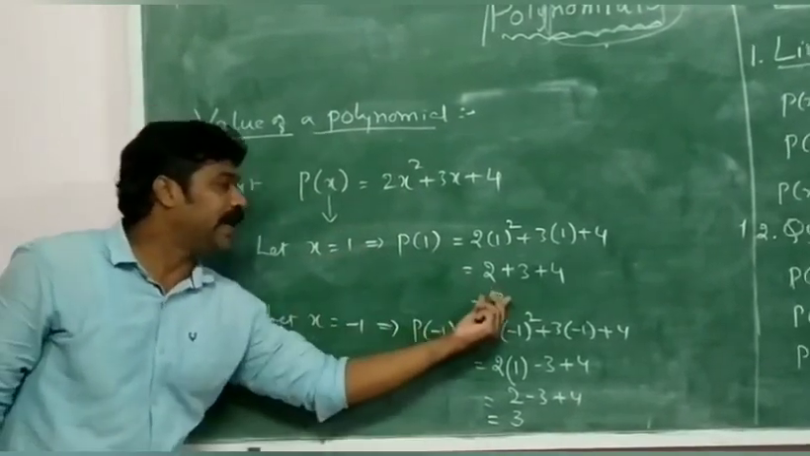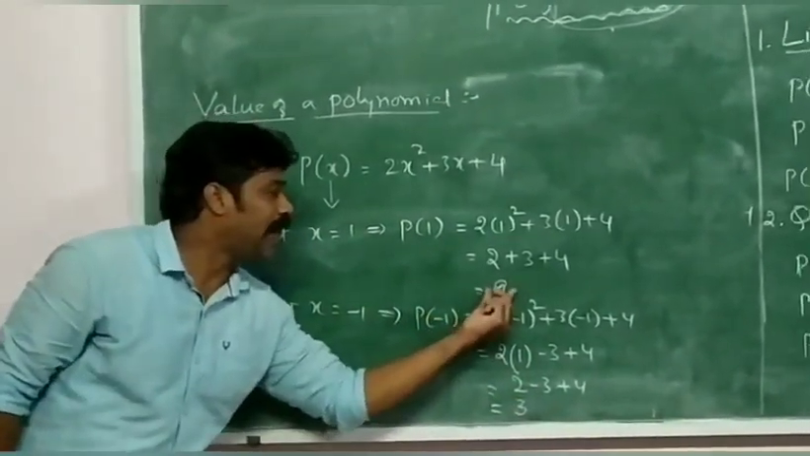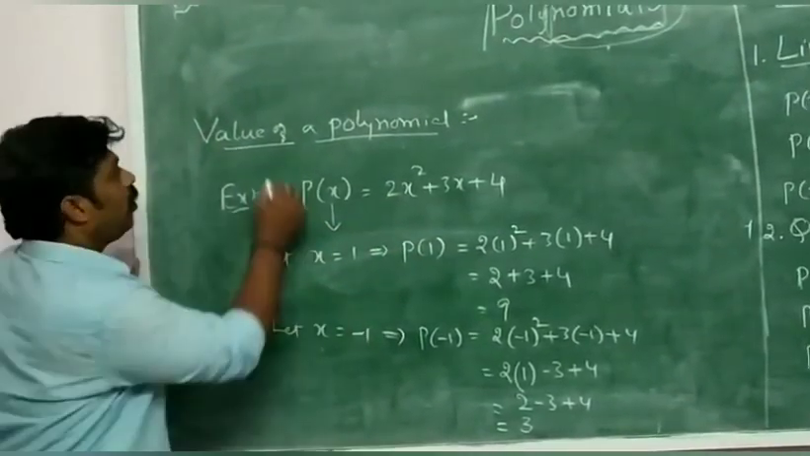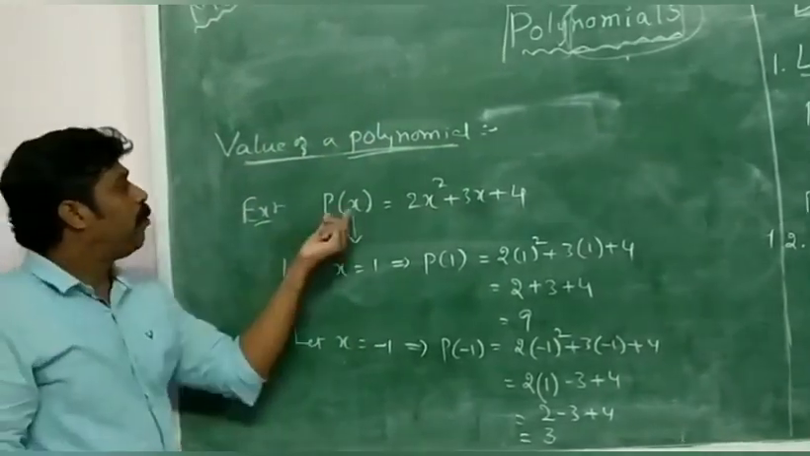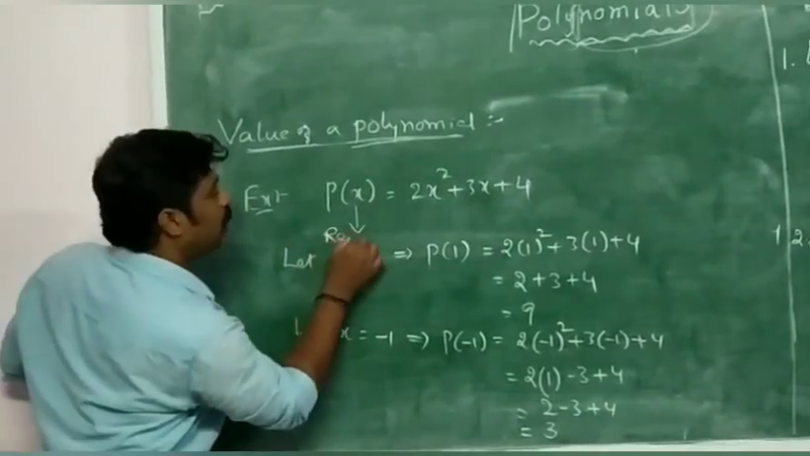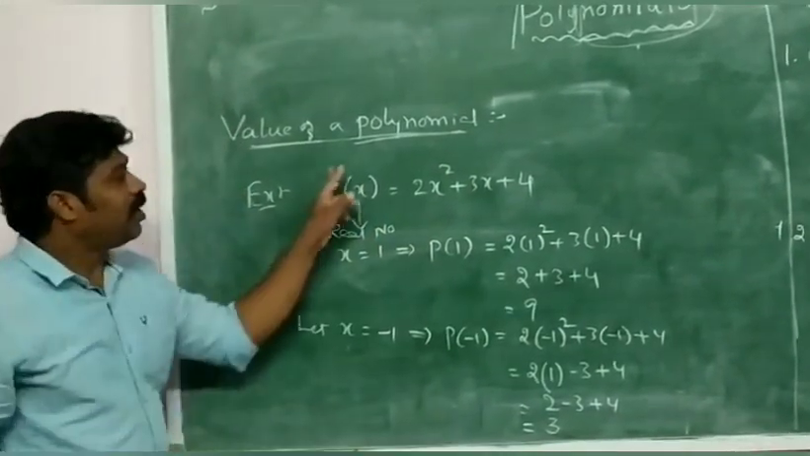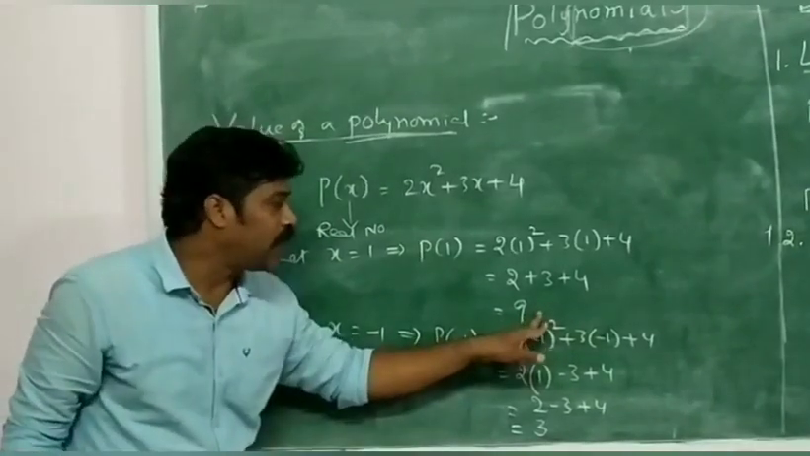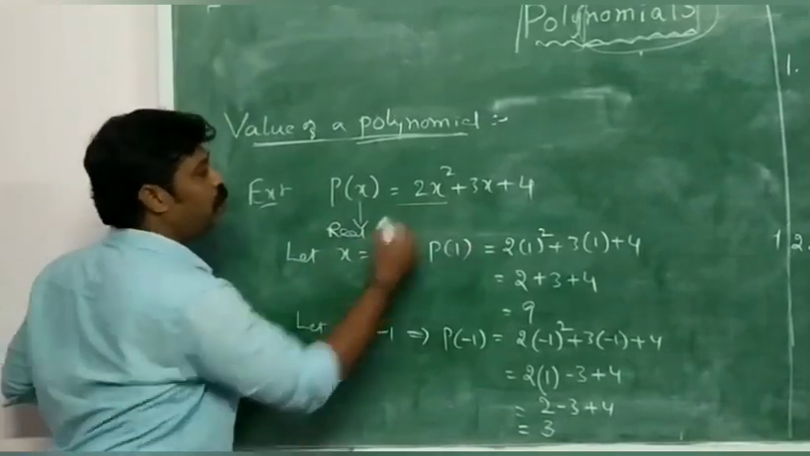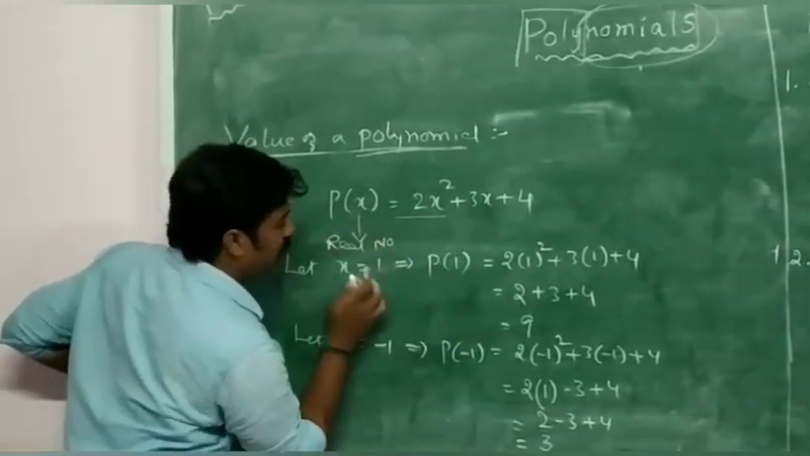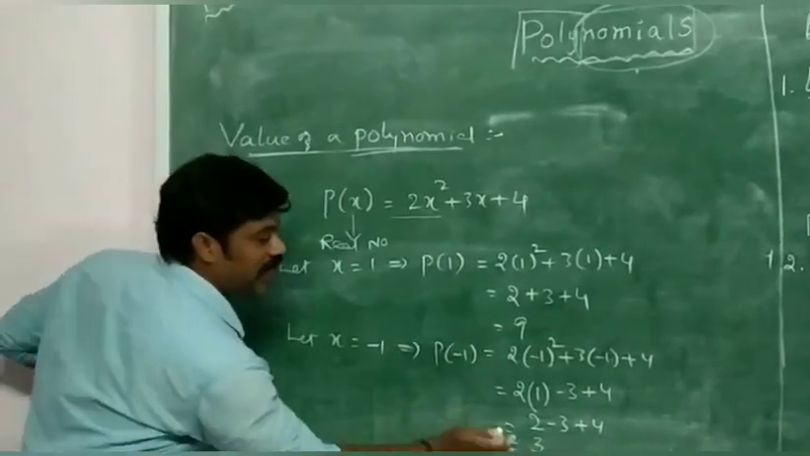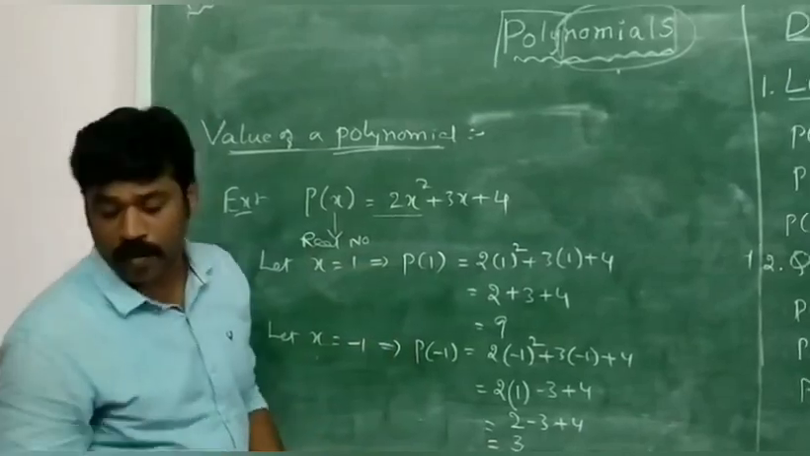Now if you observe these two examples, in place of x, if you substitute some real number, then we are getting some values. These values we call the value of this polynomial at that x. So the value of a polynomial is nothing but, if p of x is any polynomial and in place of x you substitute some real number, then the value obtained after substituting is called the value of that polynomial. So in this example, the value of this polynomial at x is equal to 1 is 9. Similarly, the value of this polynomial at x is equal to minus 1 is 3.